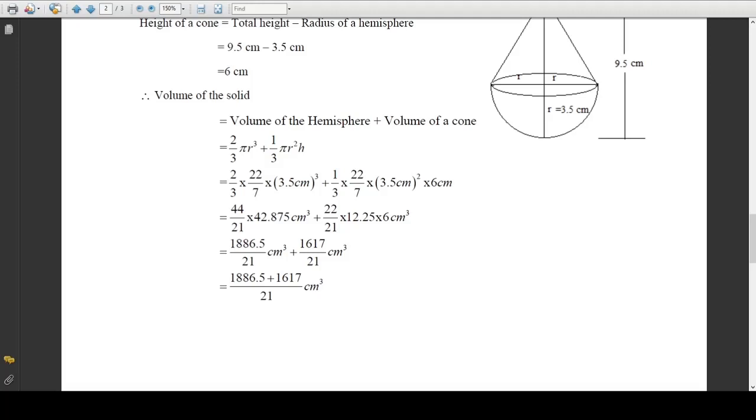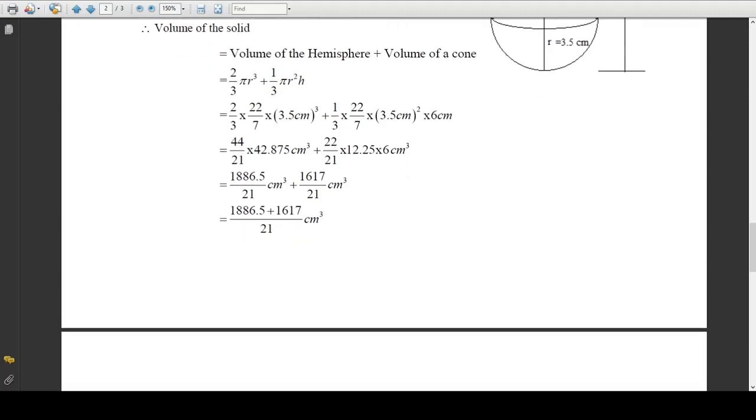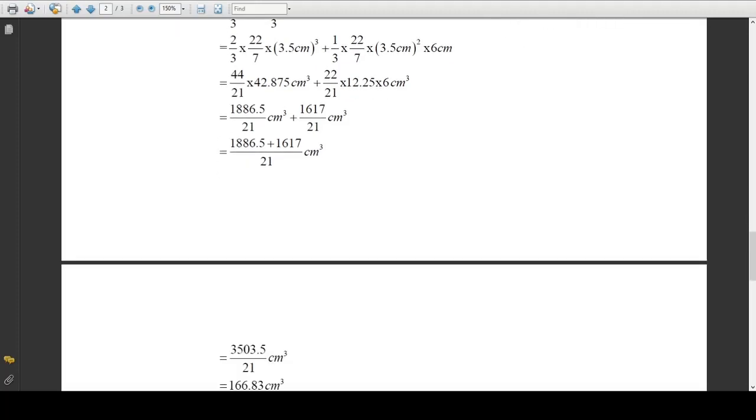Then you'll multiply 44 with 42.875, you're getting 1886.5. And here also the same thing, if you multiply all these three, you'll get 1617. Both are divided by 21, therefore taking LCM 21, you'll have 1886.5 plus 1617 by 21. Adding these two values, you'll get 3503.5 divided by 21.